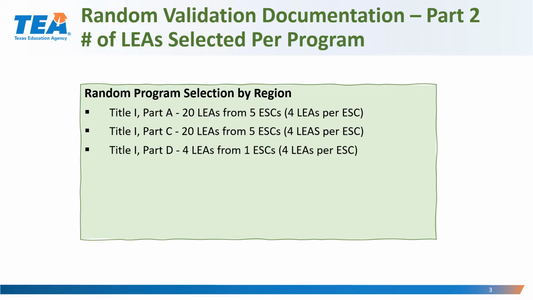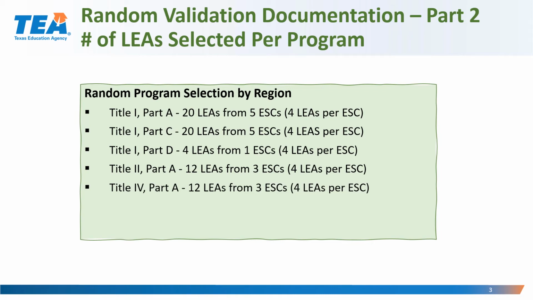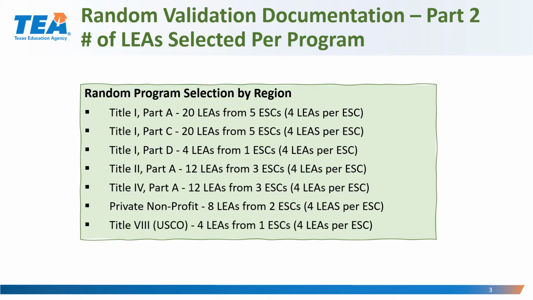Title I Part D will be selected for 4 LEAs from 1 ESC. Title II Part A, 12 LEAs will be selected from 3 ESCs. Title IV Part A, 12 LEAs will be selected from 3 ESCs. Private nonprofit, 8 LEAs will be selected from 2 ESCs. And for unsafe school choice, 4 LEAs will be selected from 1 ESC.